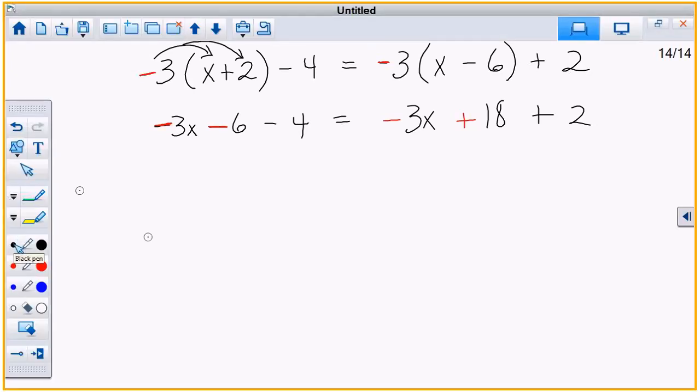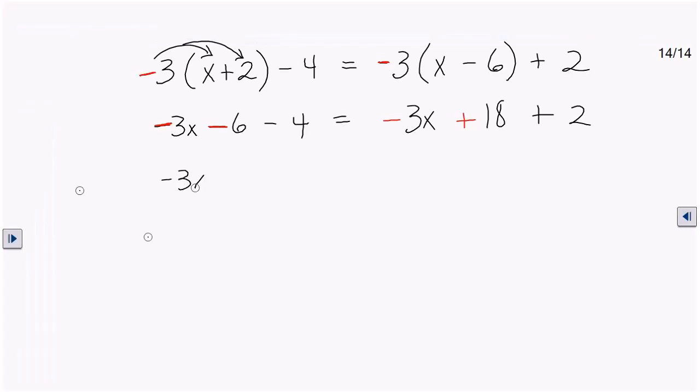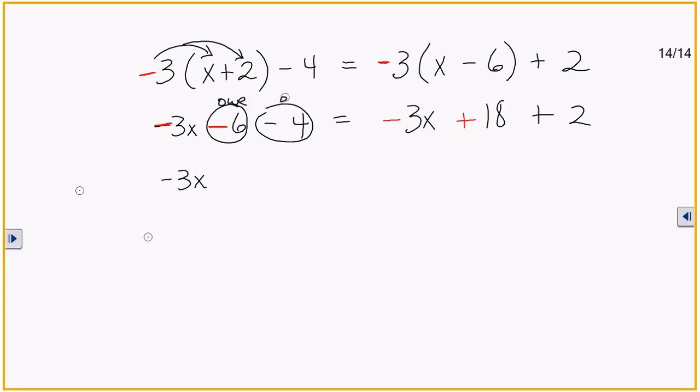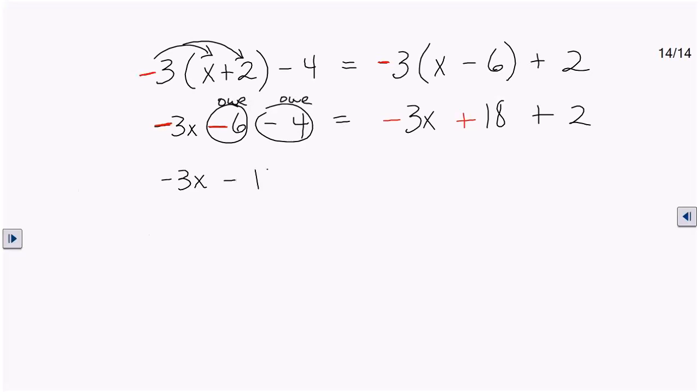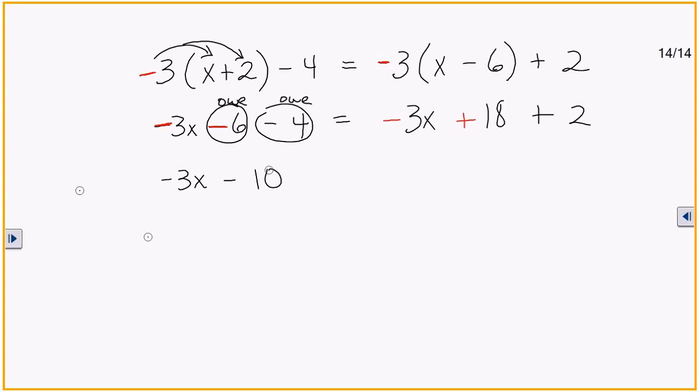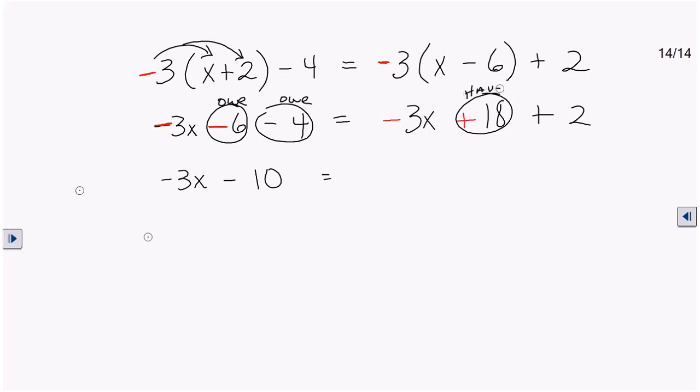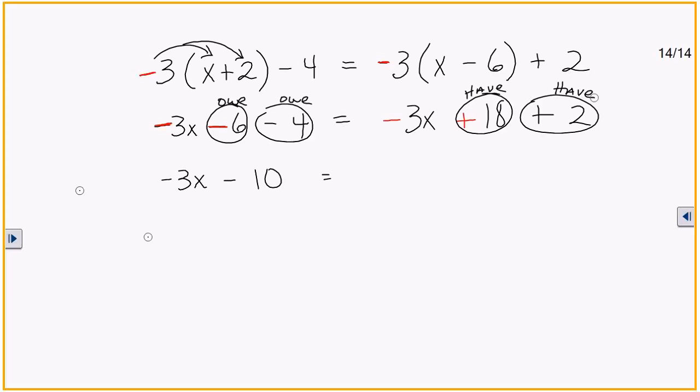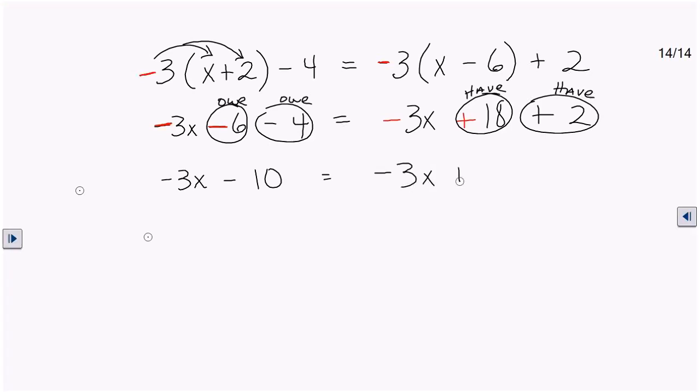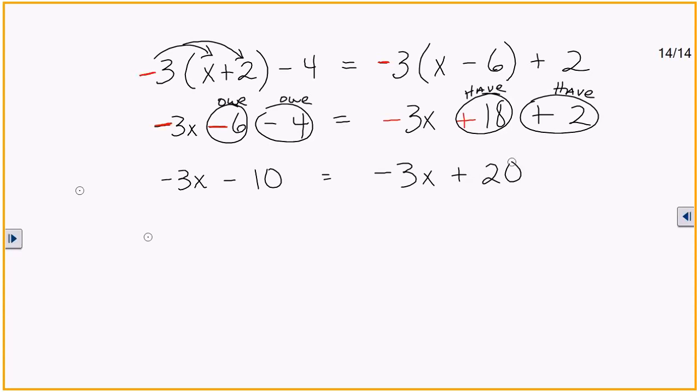Negative 3x, you owe $6, you owe $4, so you owe $10. You have $18, you have $2, so you have $20. Which one's a smaller bucket? Oh gosh, the x's are the same, so they're going to cancel. Oh my gosh, what's going to happen here?